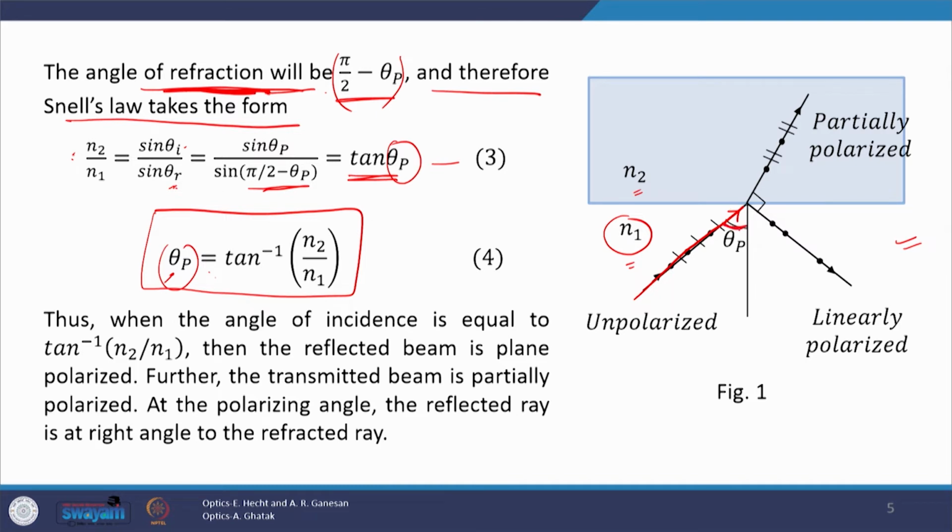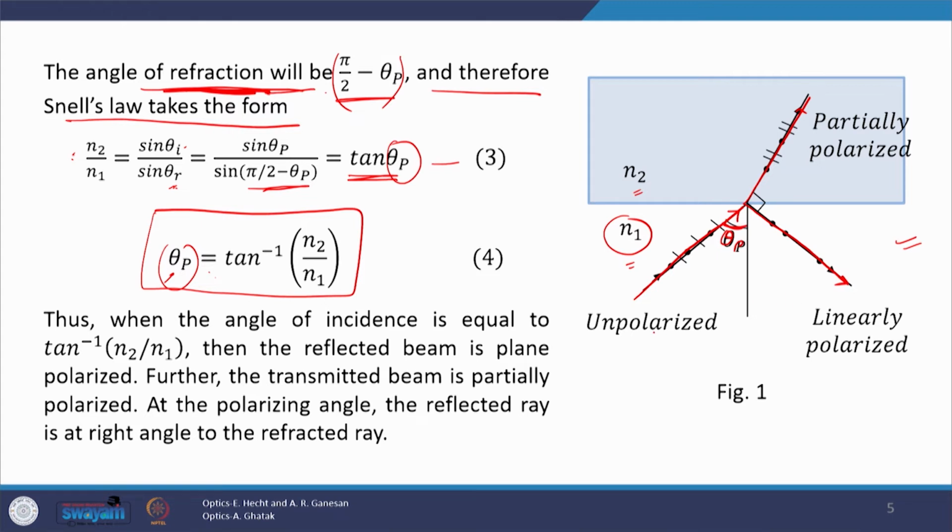At the interface, if the angle of incidence is equal to theta p, the reflected light will have only the field component for which the polarization is perpendicular to the plane of the paper, while the transmitted light will be partially polarized, because it will majorly have field components which are parallel to the plane of incidence.